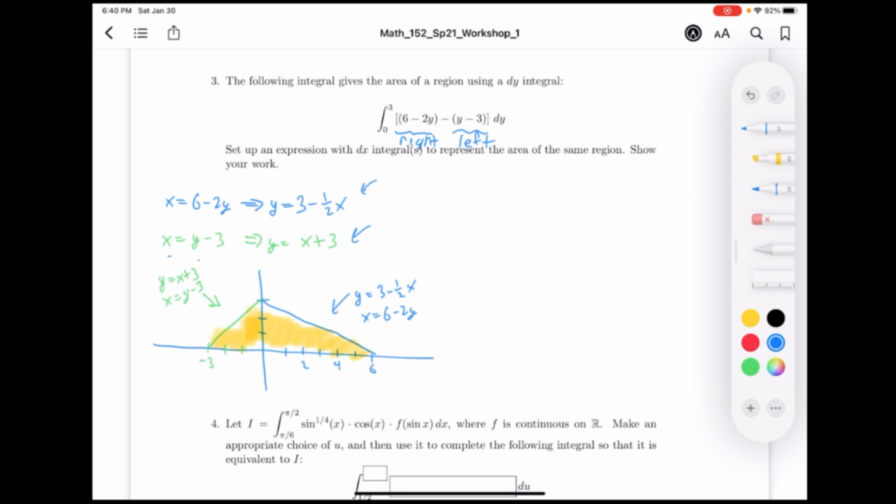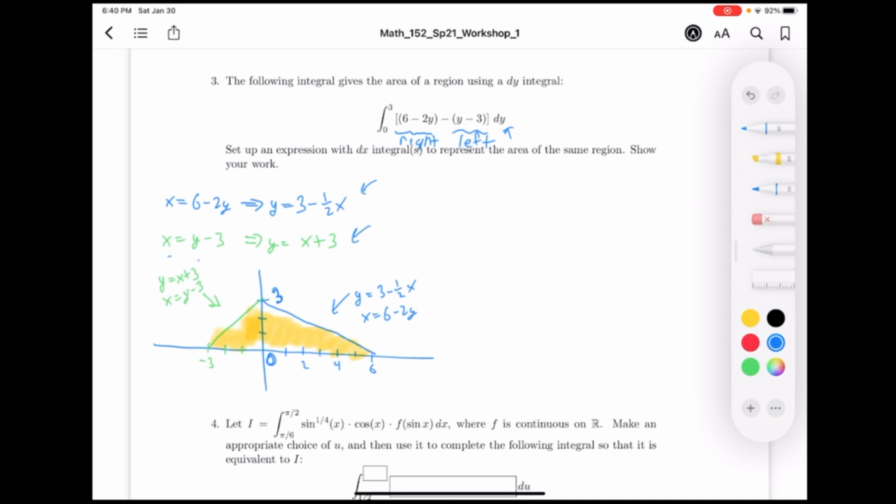So we know that the region being described by this dy integral, just putting in 0 and 3, is the region that lies between this right line and the left line, going from a y value of 0 up to a y value of 3. Remember, this is a dy integral, so the limits of integration refer to the lowest and highest y values. So you can hopefully see why this yellow region is in fact the region being described by the integral.